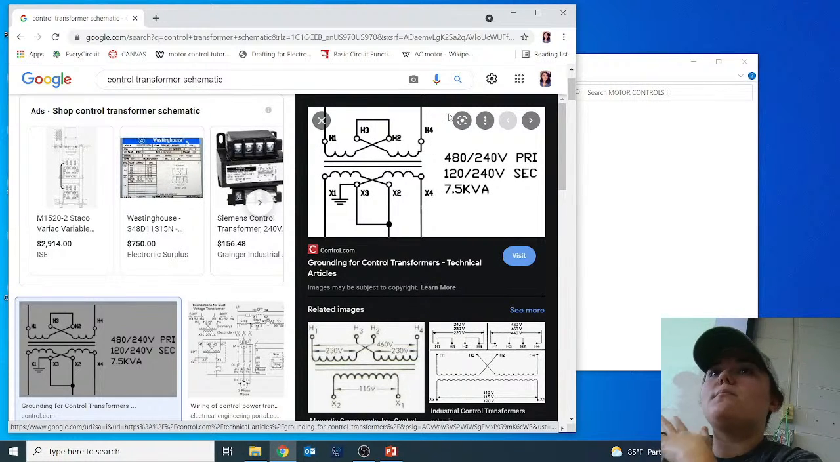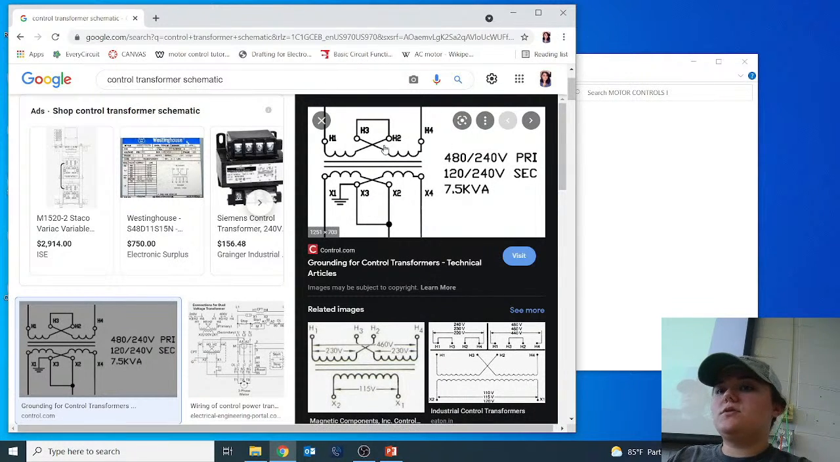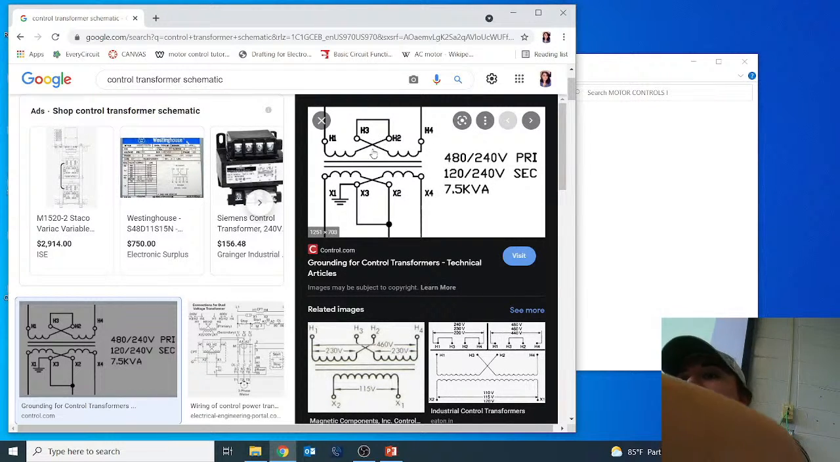So you'd want it in parallel if you were stepping it down from 240 to 120. But if you were stepping it down from 480 to 120, you would need it in series. So how do you think you would get that transformer in series? You would have a metal link right there between those two, right? So that would make that one big primary coil instead of having two separate.